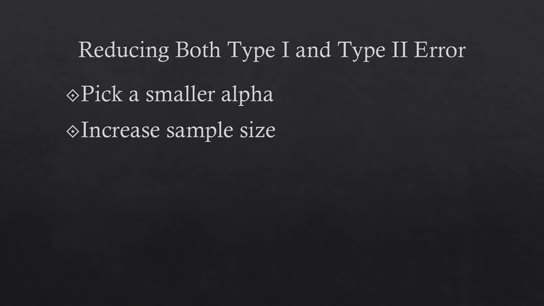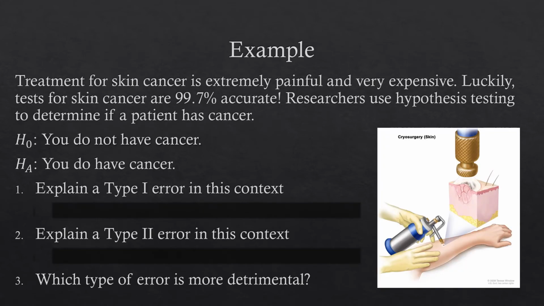And for this one, just know that in order to reduce a type 1 and type 2 error, for type 1, this is kind of immediate. You're going to pick a smaller alpha level. As we saw, that's going to increase your probability of a type 2 error. But for both of them, to decrease the likelihood of type 1 and type 2 errors, you can always increase your sample size. So let's take a look at an example here.